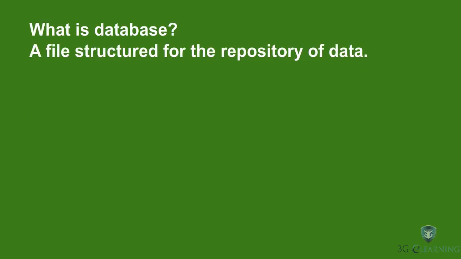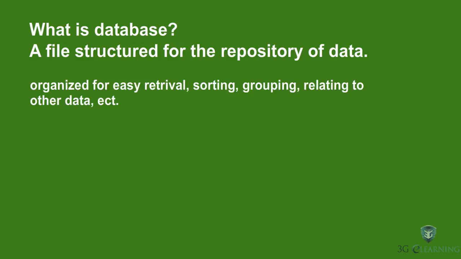So basically, information is saved in a database, you read the information from the database, you update it, and you can also delete it. The information in a database is organized in a way so that it can be easily retrieved, sorted and grouped and related to other data, thus enabling it to analyze information in various ways.